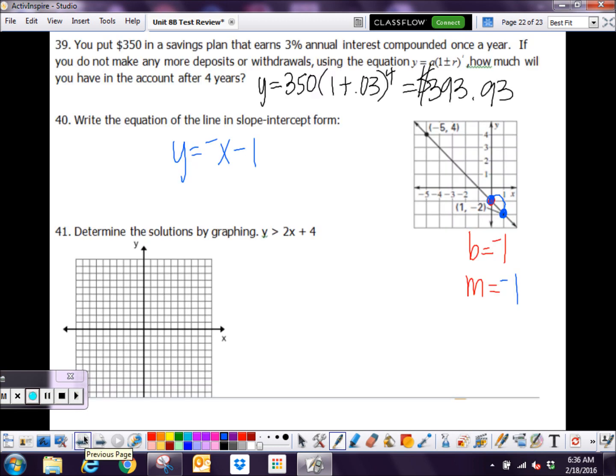And last one, determine the solutions by graphing y is greater than 2x plus 4. Okay, so I'm going to start at 4. I'm going to go up 2 over 1, or down 2 over 1. Okay, I'm going to stop there. This is going to be a dashed line. And I need everything greater than that, which means I need everything above this line, which is everything up here.